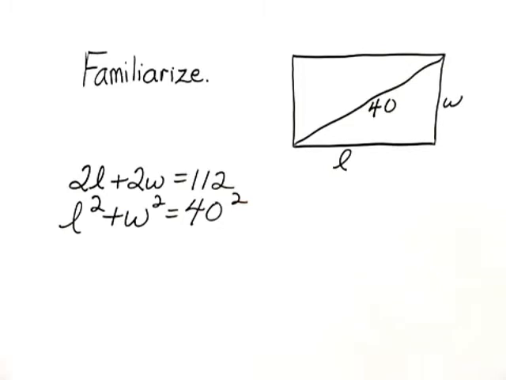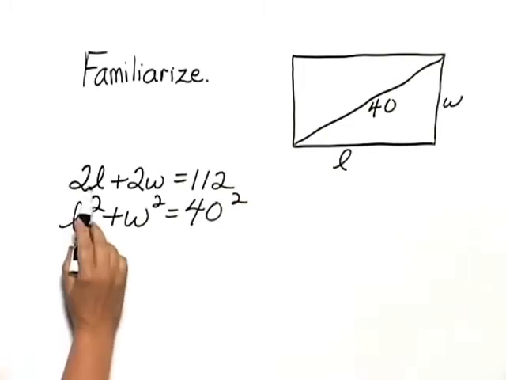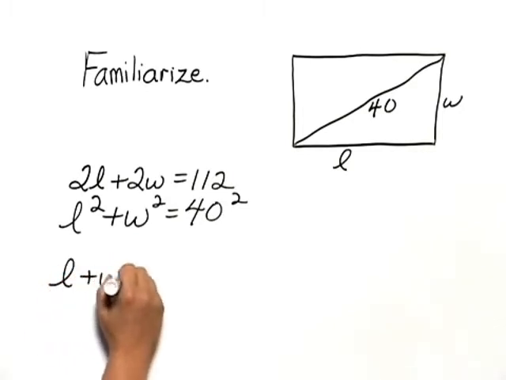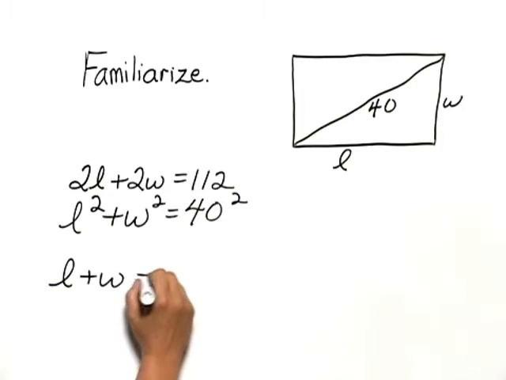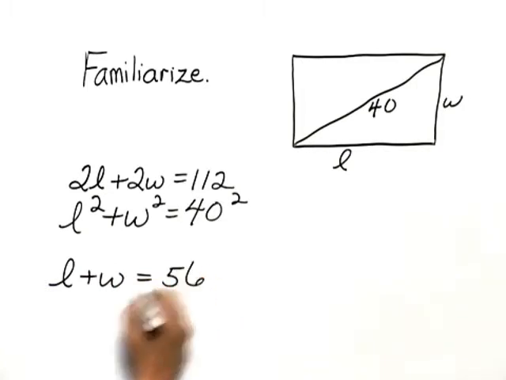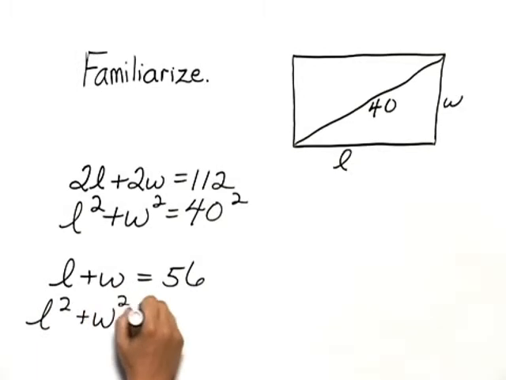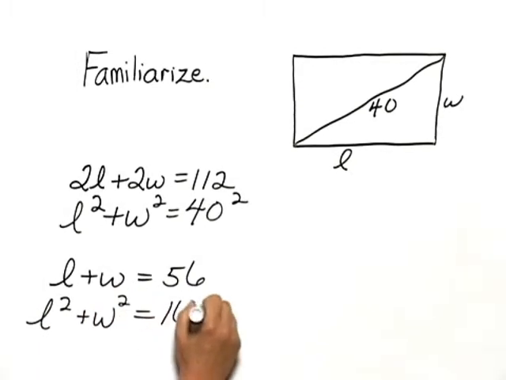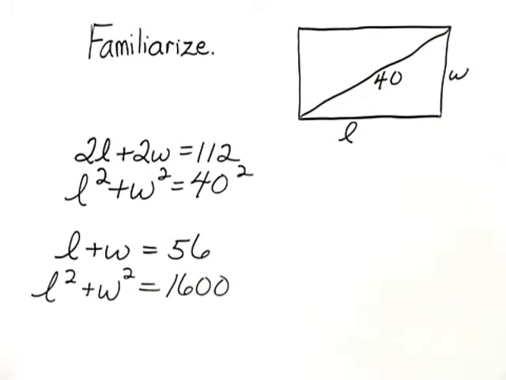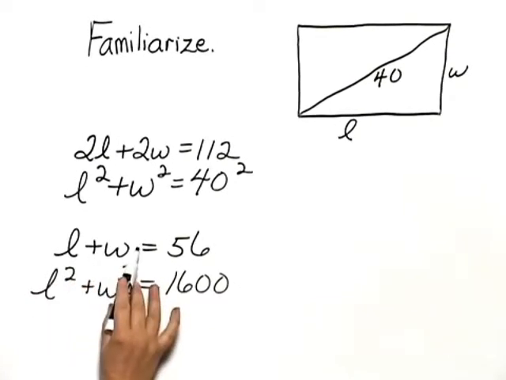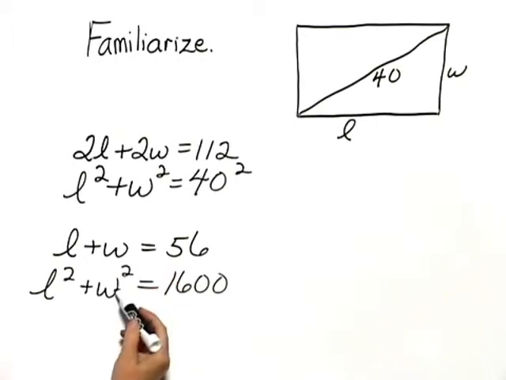Now let's simplify a little bit before we start solving. We can divide everything in this first equation by 2. That will make it an equation with smaller numbers, which gives us L plus W equals 56. And then L squared plus W squared equals 40 squared, or 1600. In order to solve this, we will solve the first equation for one of the variables and substitute it into the second equation. Let's solve for L.